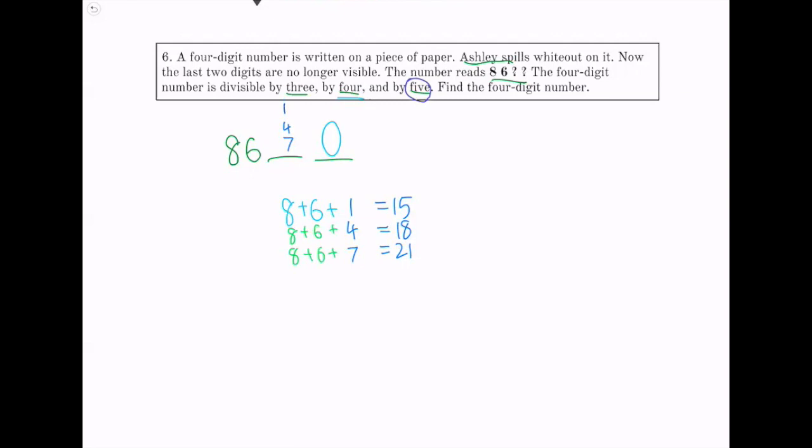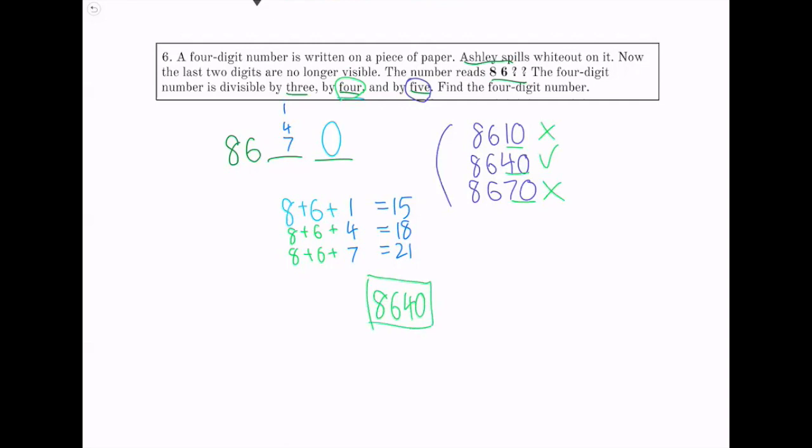So now the possibilities for the 4-digit number are 8610, 8640, 8670. Now we just check which of these numbers works. It has to be one of these numbers, but which ones actually work? Only one of them is going to be divisible by 4. We can look at the last digits of all the numbers. 10 doesn't work. 40 does work, and 70 doesn't work. So 8640 is your answer. Any questions?